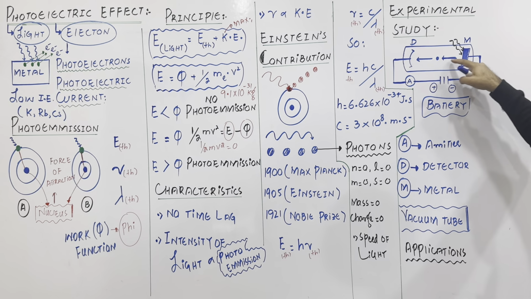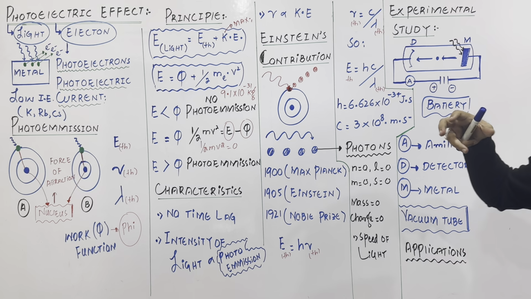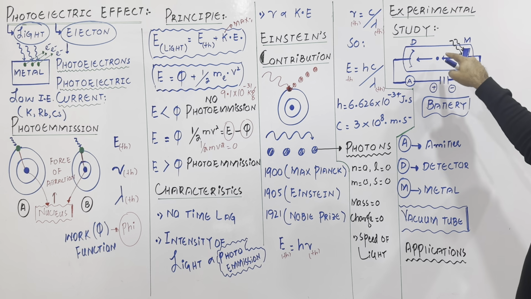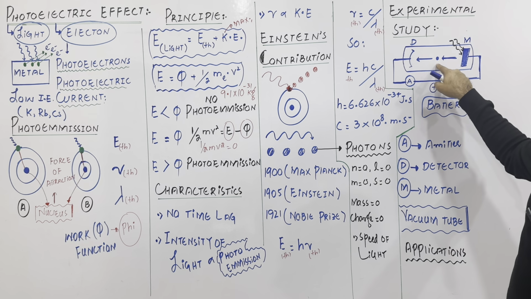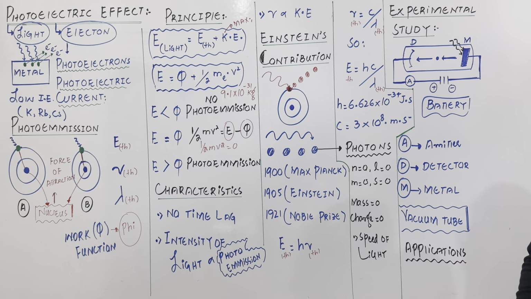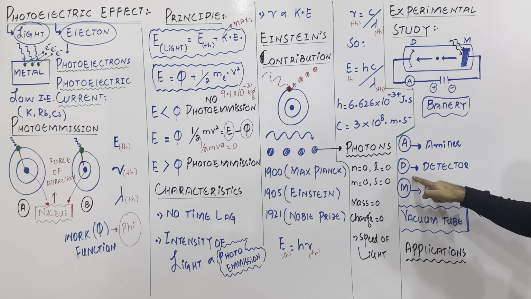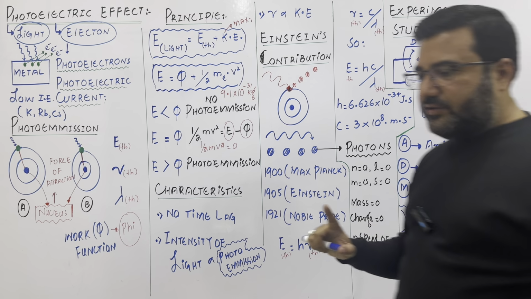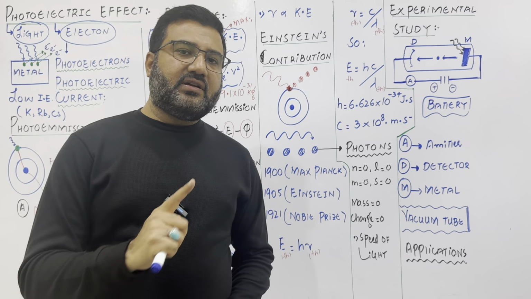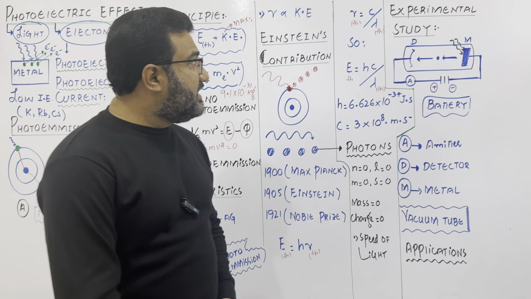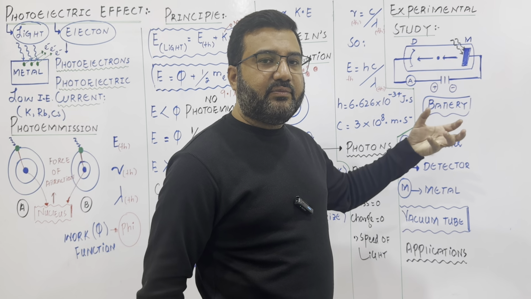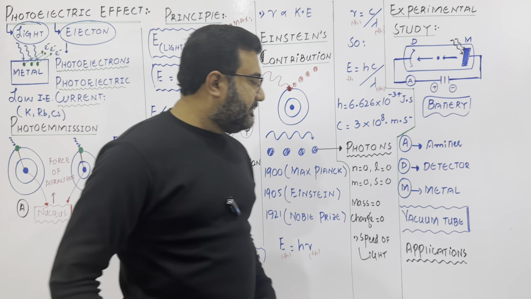When the electrons move in this tube, the photoelectric current is produced, and these emitted electrons are photoelectrons. The process of emission is photoemission, and the current that flows through this tube is called the photoelectric current. This detector collects the photoelectrons, and it also determines their kinetic energy. So this was the experimental study, an experiment performed to give a practical demonstration of the photoelectric effect.